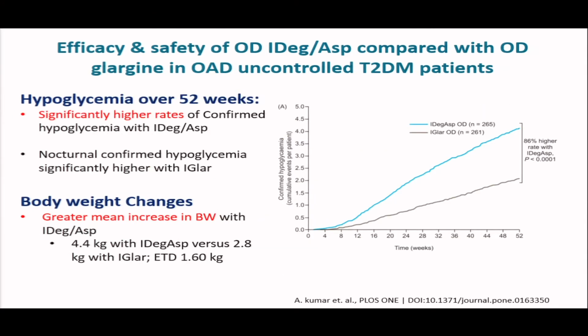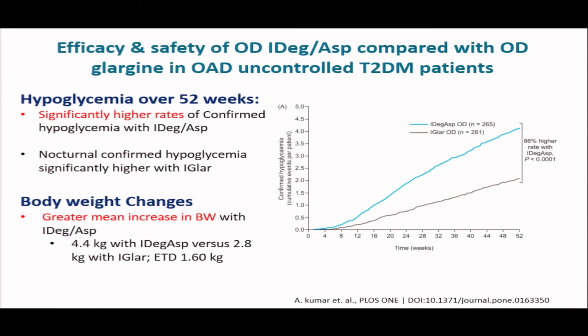There was also a greater mean total daily insulin dose with IDeg aspart versus glargine at both week 26 and week 52. In terms of safety and efficacy of IDeg compared to glargine in our uncontrolled type 2 diabetic patients, as you can see from the graph here, there was an 86% higher rate of hypoglycemic events with IDeg in blue compared to glargine in gray.